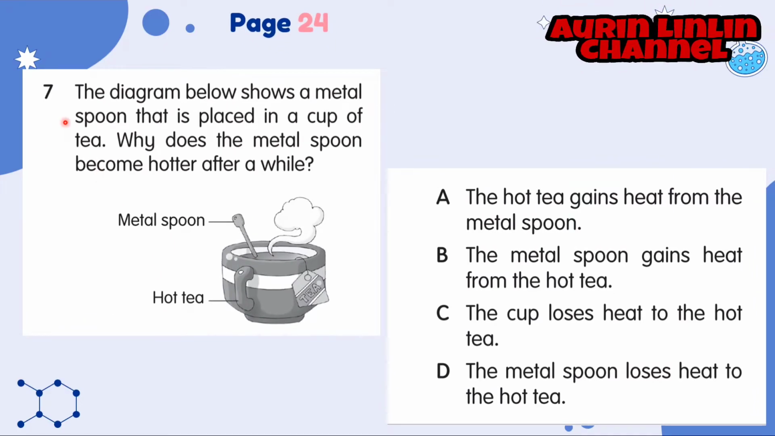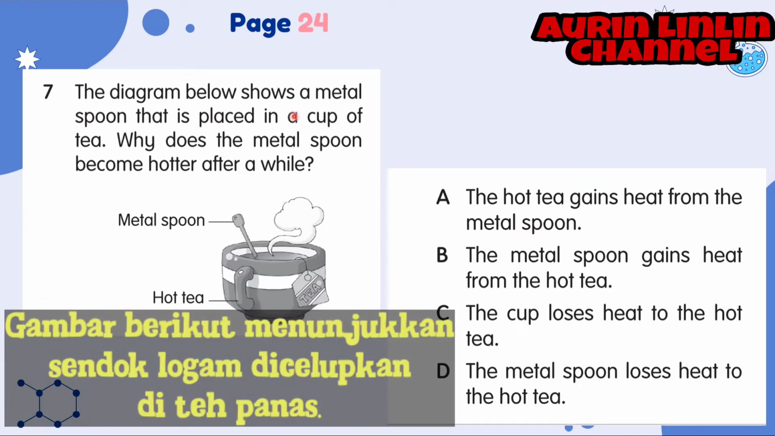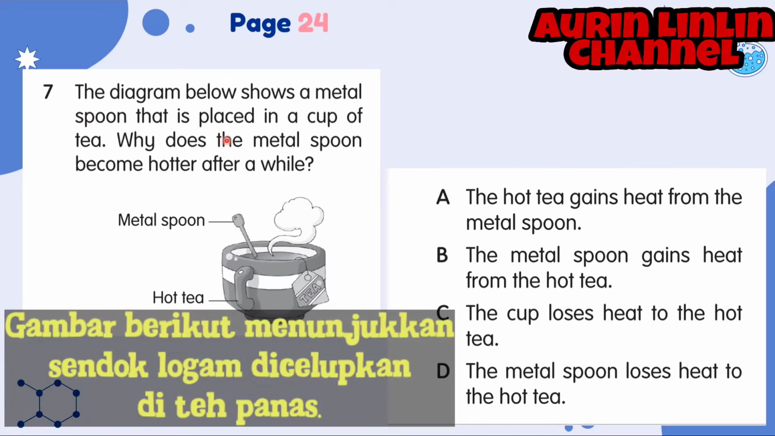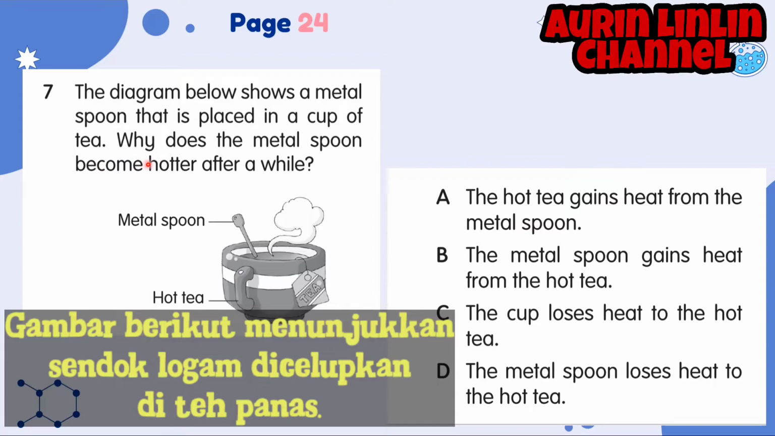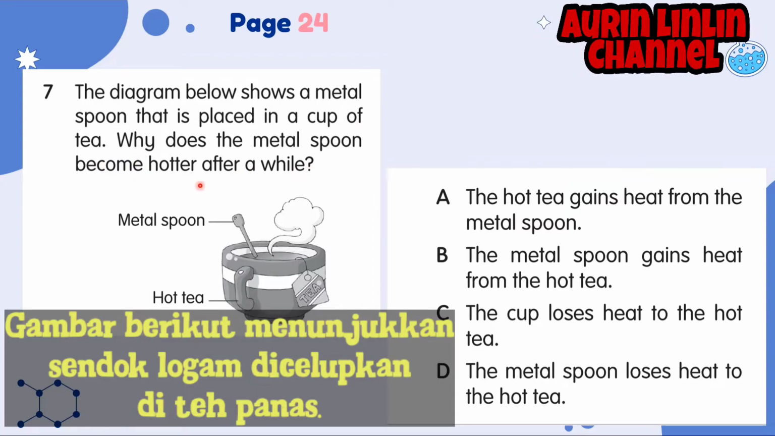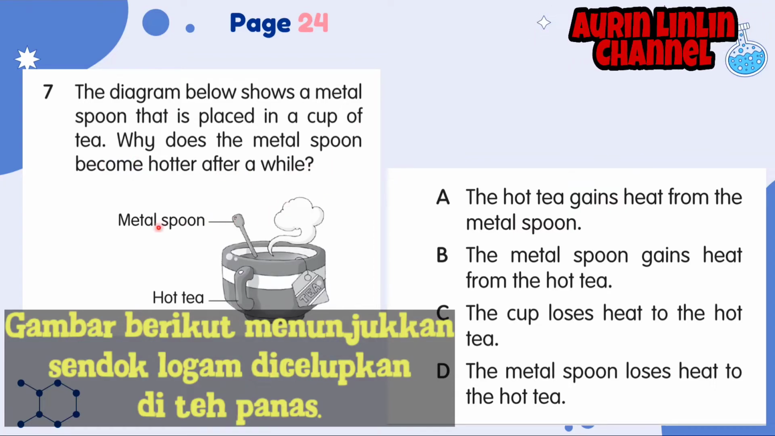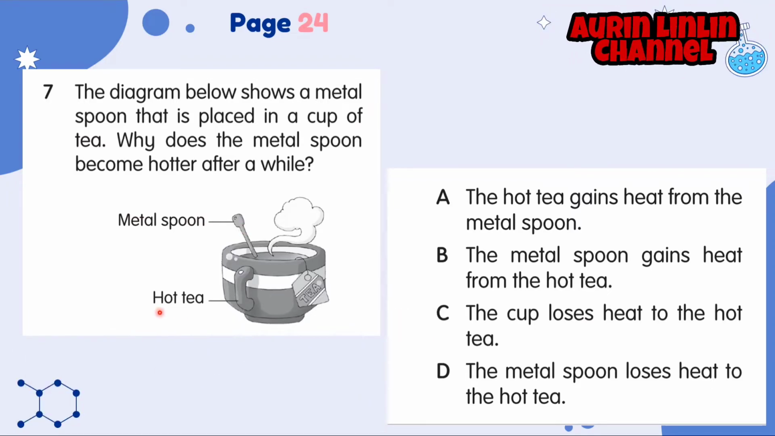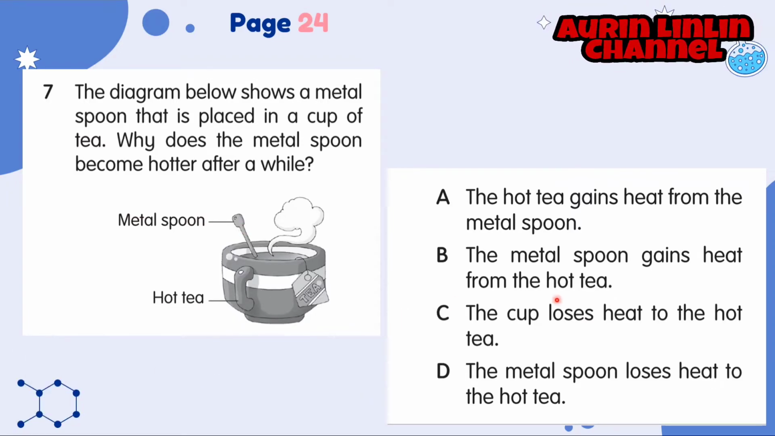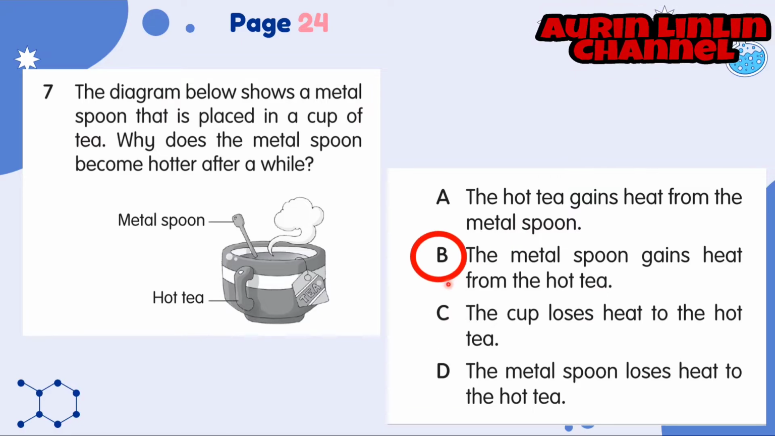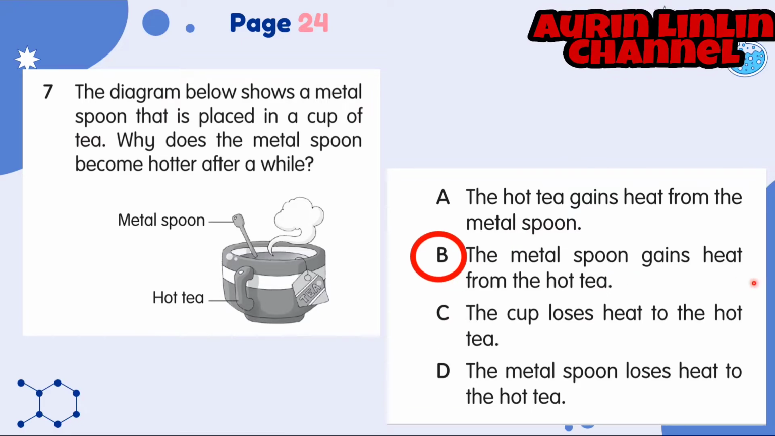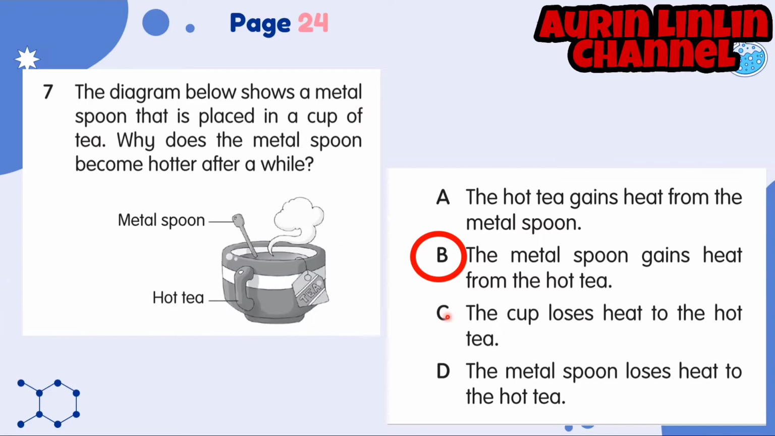Question number 7. The diagram below shows a metal spoon that is placed in a cup of tea. Why does the metal spoon become hotter after a while? This is a metal spoon and this is a hot tea. And the answer is the metal spoon gains heat from the hot tea.